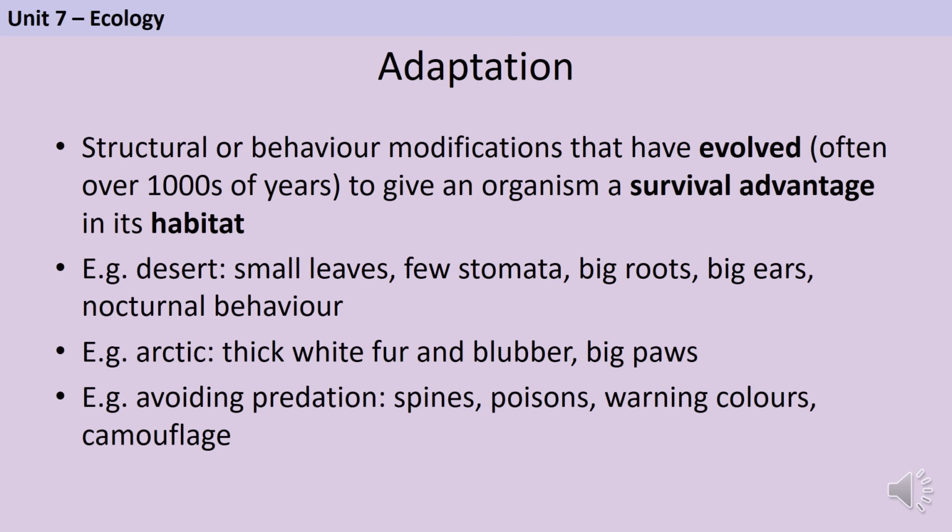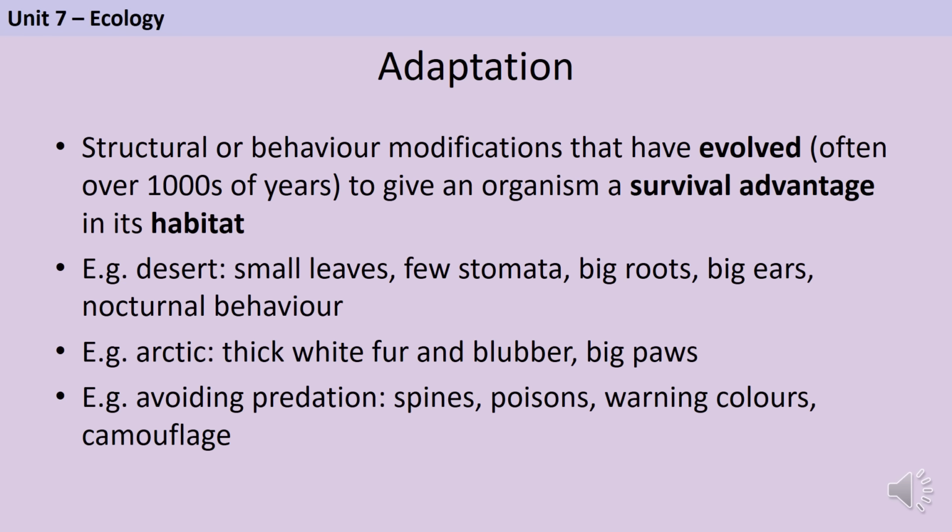Over time, species are going to become adapted to the environments they're living in. And here we're talking in evolutionary terms. We're not saying, oh, this one individual bear grew a thicker coat. We're saying over thousands of years, bears that have thicker coats have survived better and had more babies, and therefore, in general, the bear's coat has become thicker. So when we say adaptation, we mean a structural or behavioural modification that has evolved, often over thousands of years, to give an organism a survival advantage in its habitat.